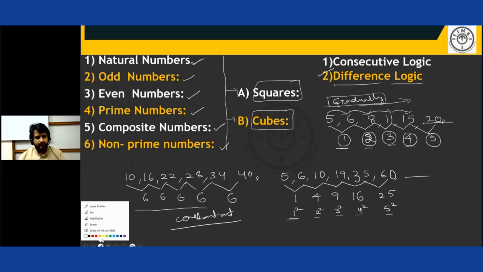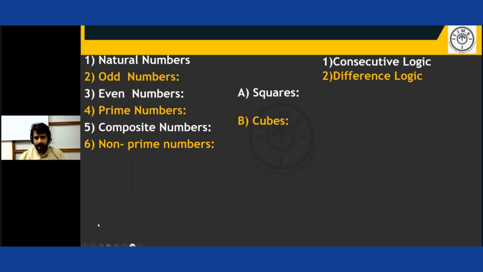Now let me move to the next logic. Product logic. Now the third one is product logic. When are we going to apply product logic? It's simple. It is quite opposite to the second one. Now let me take an example. 2, 2, 4, 12, 48, 240. What is the next number in the series?